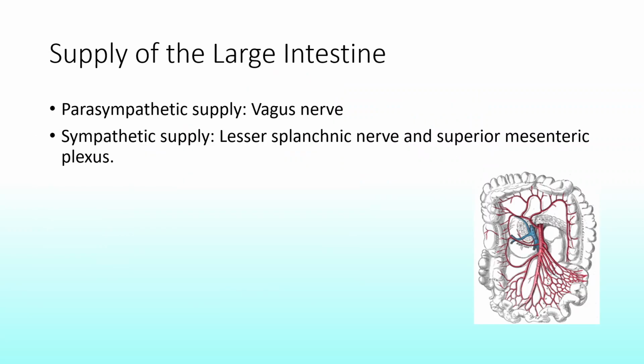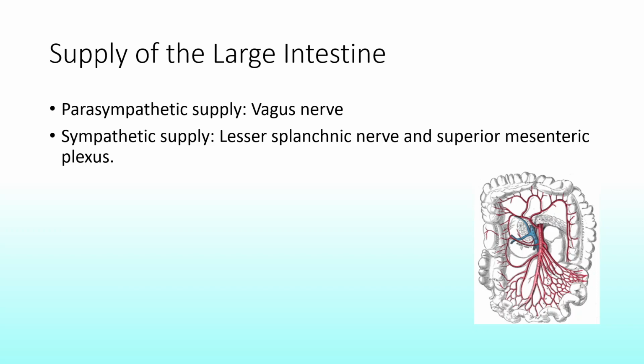Now let's talk about the supply of the large intestine. So we have the parasympathetic supply, which is the vagus nerve, and the sympathetic supply, which is the lesser splanchnic nerve and the superior mesenteric plexus. Note that the right side of the large intestine is supplied by the superior mesenteric artery, and the cecum is supplied by the branches of the ileocolic artery, which gives rise to the appendicular artery, which supplies the appendix.